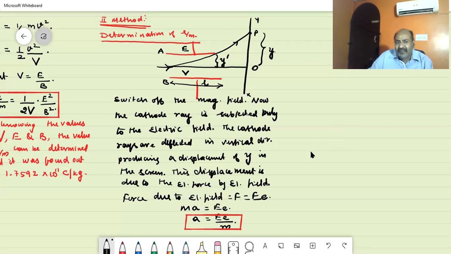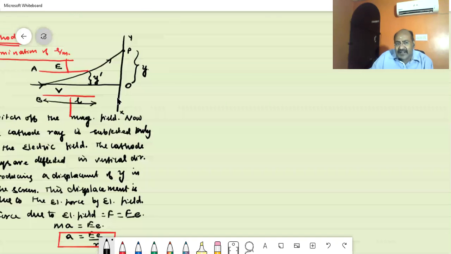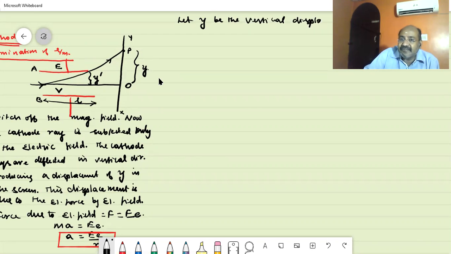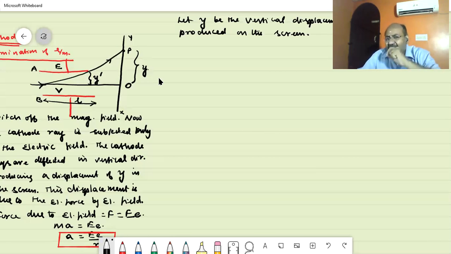Now we have seen on the screen the vertical displacement produced, this Y. We have to calculate that value of Y. How to calculate? Let Y be the vertical displacement produced on the screen. But what we have to calculate first of all is Y dash, and then we will relate Y.